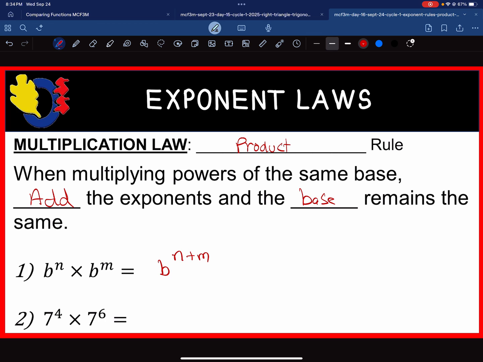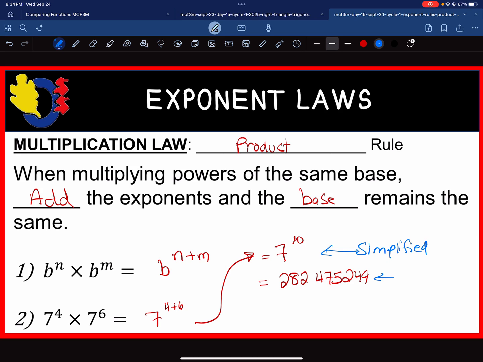All right, next we're going to look at the base of 7, so that's going to stay the same, and then we're going to take 4 and add that to 6, because we have 4 7s and then another 6 7s, so that's a total of 10 7s altogether. Just running out of space here. So that equals 7 to the exponent 10, and we can plug that in on our calculator, and we get a very big number, 282,475,249.